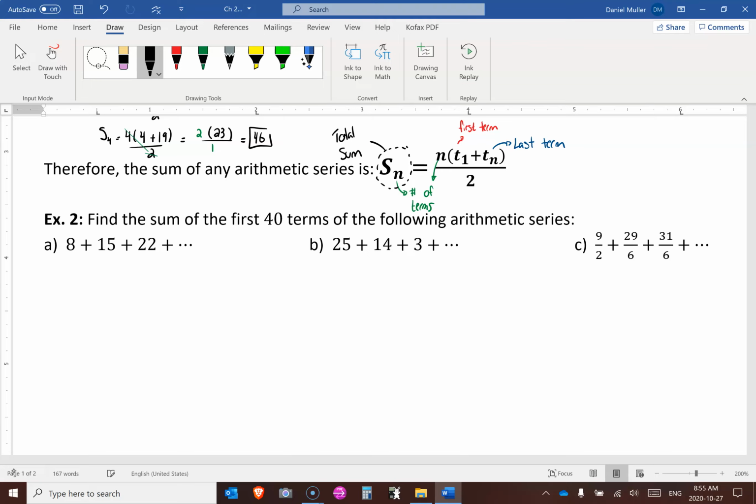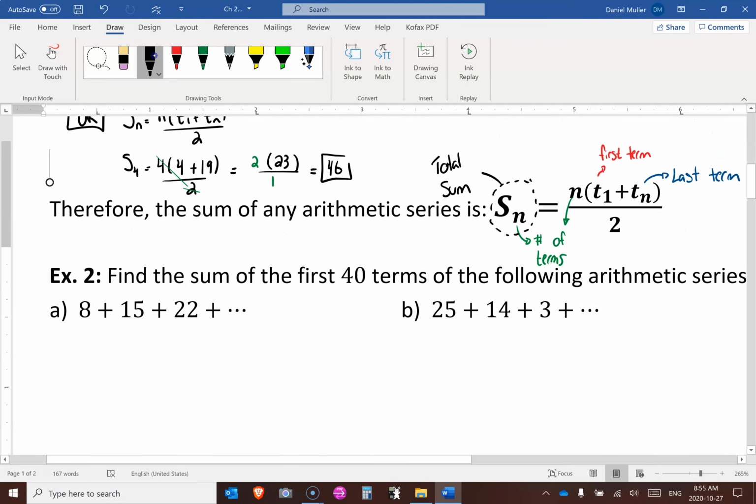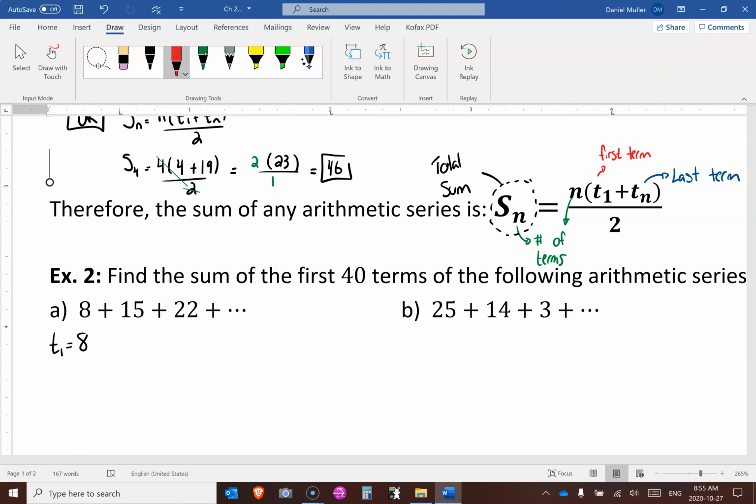So do I need D for this? No, I do not. But sometimes it's helpful to have it. So I need T1. So T1 is equal to 8. What is my D? My D is, I can pick any number and subtract the previous. So I'll go 15 minus 8, which is 7. So that is my D. The number of terms, N. N is 40, because we're finding 40 terms. And then I want Tn, my last term. And I don't actually know it.